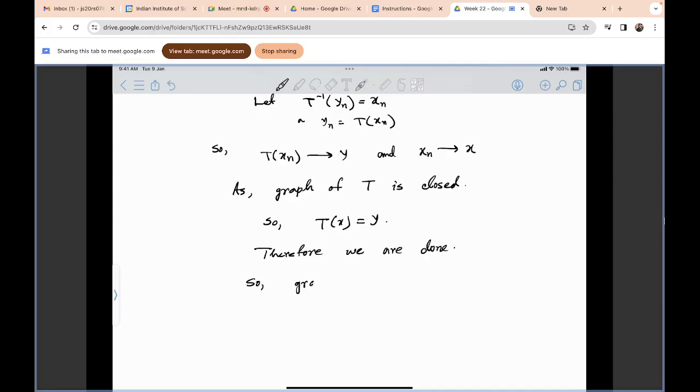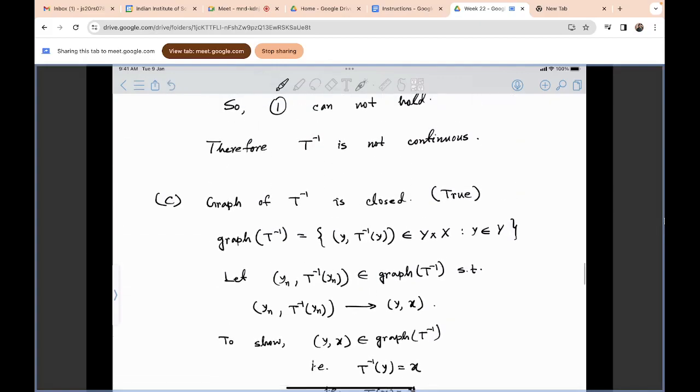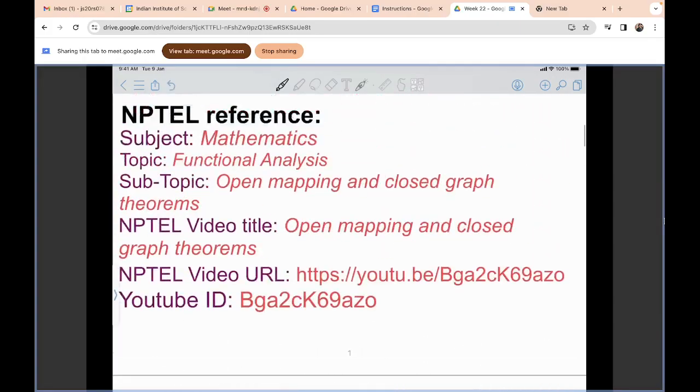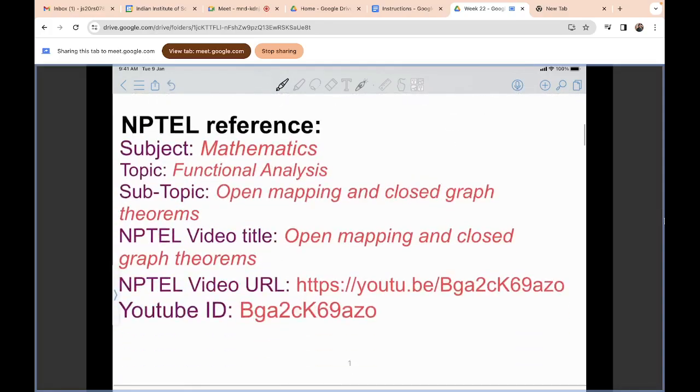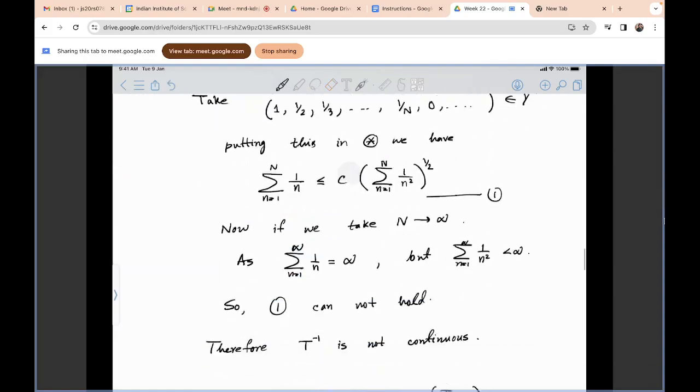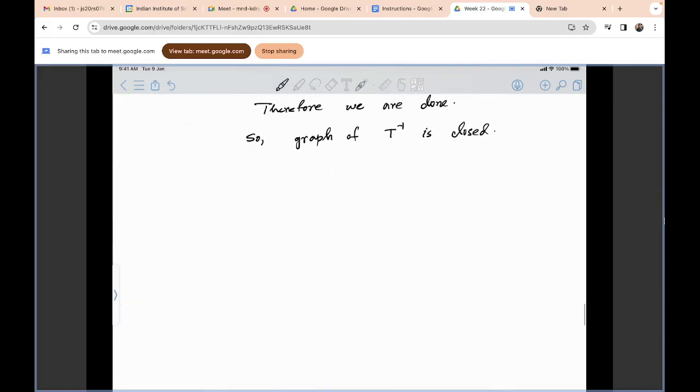So the graph of T inverse is closed. Okay, so we have shown that the graph of T inverse is closed. So this is true. Now what is the last option? T is continuous. Again, we will see that this is not true.